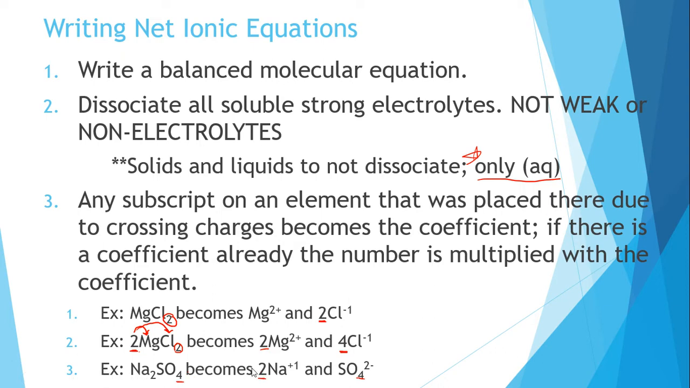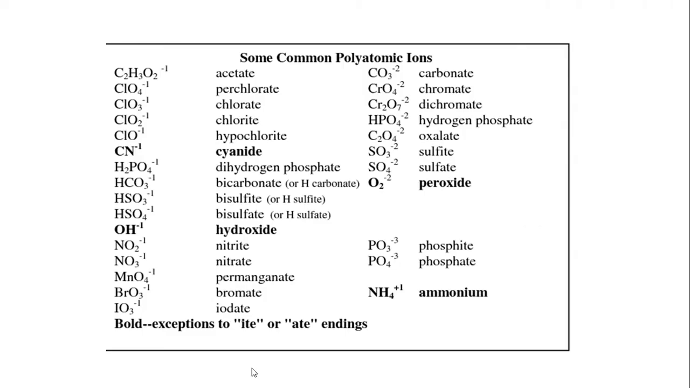Now, if you're still struggling with what stays and what doesn't, I would highly suggest getting out your polyatomic chart that I gave you at the beginning of the year. If you have something like ClO4, this 4 has to stay because it was originally on a polyatomic. This 3 stays on nitrate. That's a common one you guys see. Carbonate is also a common one. The 3 stays on carbonate.